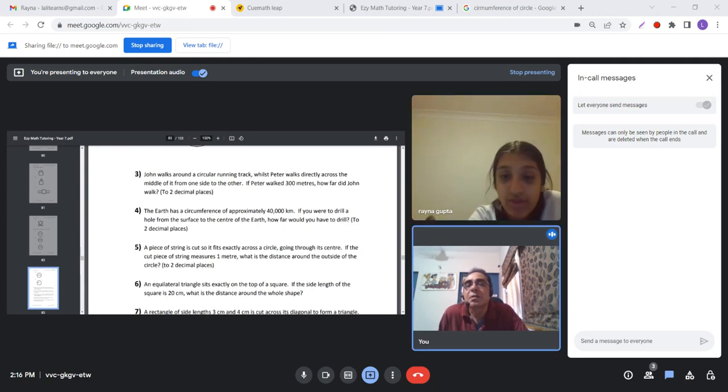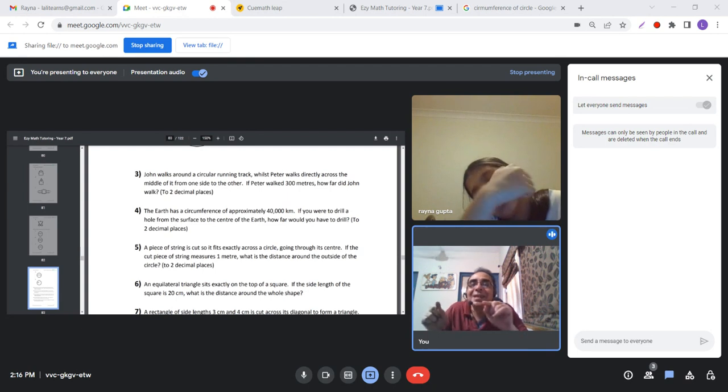3.14 times 2 times 1, so 6.28. Okay, a piece of string is cut so it fits exactly across a circle going through its center. If the cut piece of the string measures 1 meter, what is the distance around the outside of the circle? That means they're asking the circumference. So 2 pi r, if that string is exactly 1 meter, it goes through. That means 1 meter is the radius of the diameter.